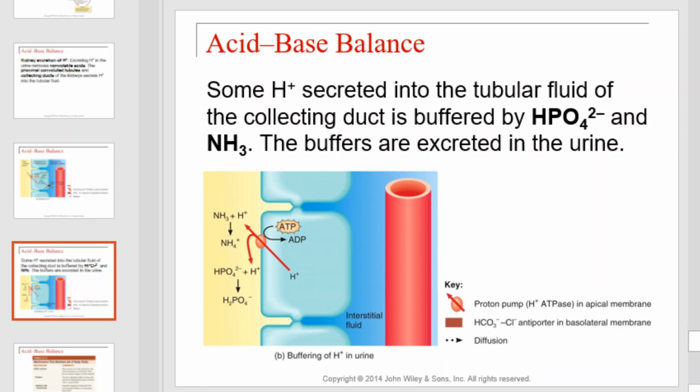Some hydrogen secreted into the tubular fluid of the collecting duct is buffered by HPO4 and NH3. The buffers are excreted in the urine, as illustrated here.